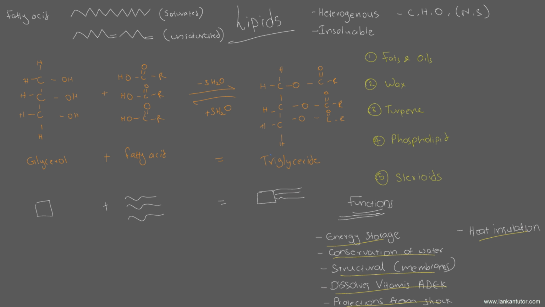So let's just do another recap of what we've learned in lipids. It is a heterogeneous group which is insoluble in water. It contains carbon, hydrogen, oxygen, and sometimes phosphorus and nitrogen. It is composed of chains of fatty acids. If the fatty acids do not have double bonds, it is considered a saturated fatty acid. If it does have double bonds, it's considered an unsaturated fatty acid. If it has more than 2 double bonds, it is considered a polyunsaturated fatty acid. Glycerol and 3 fatty acids join together to form triglyceride, which is a simple form of lipid.